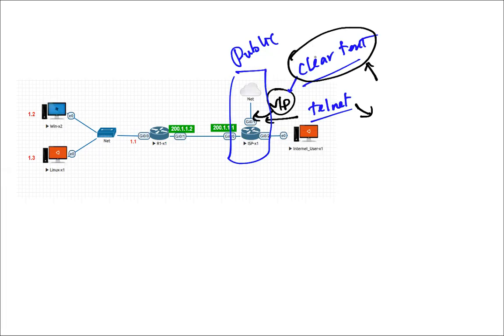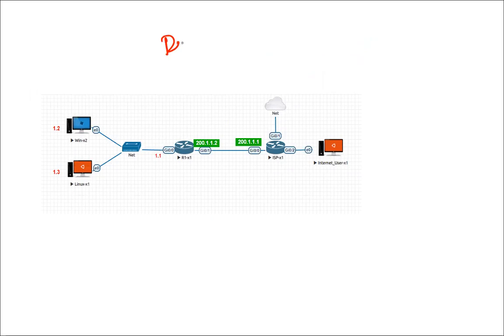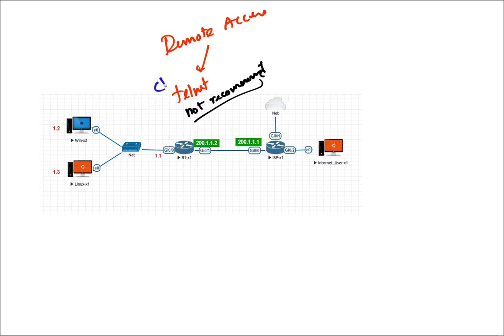So if anything goes as clear text, anyone can capture that and see it. That is why I never recommend Telnet. So what is the solution then? The solution is SSH. It's a really nice, cool protocol. See, it's remote access only, right? Both are remote access. The purpose is the same. Telnet is not recommended because it is clear text. It doesn't have any encryption. It is clear text.